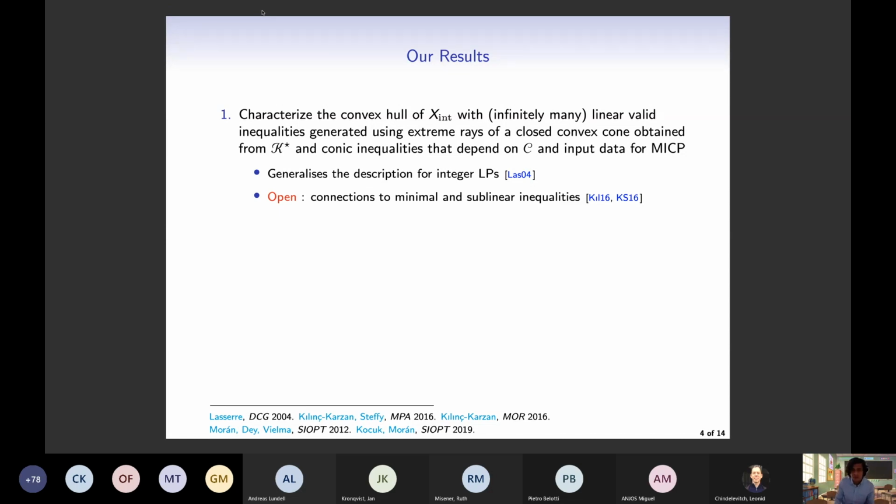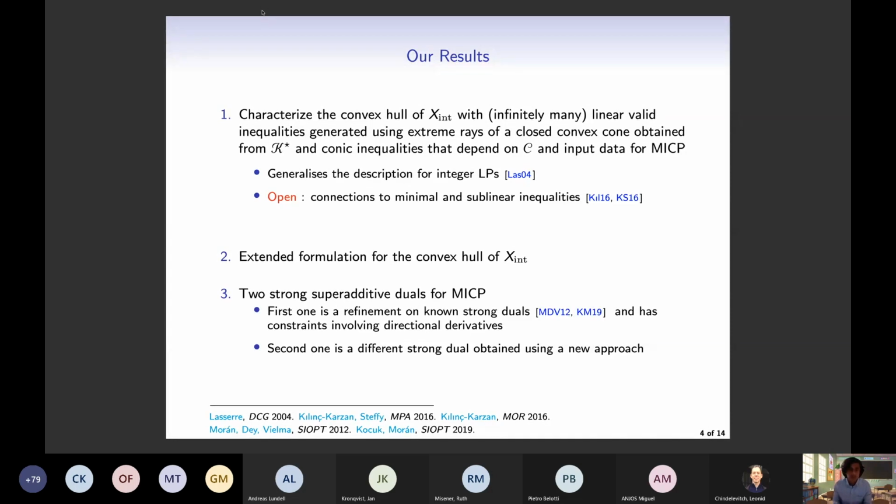But I think the key point that I want to emphasize is how we get to this description of the convex hull. And that is definitely different from what is known for mixed integer conic problems. So our route to getting to this convex hull is through duality, strong duality for mixed integer conic problems. So on the way, we get an extended formulation for the convex hull. And the third point being that we also get two strong duals for MICP. The first one is basically a refinement on what is known in the literature through a couple of papers. And the second one is just a different strong dual that we develop using a new approach. But the second one is what we use for getting our first two results on this slide.